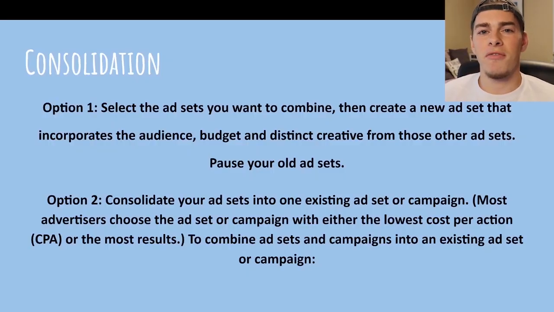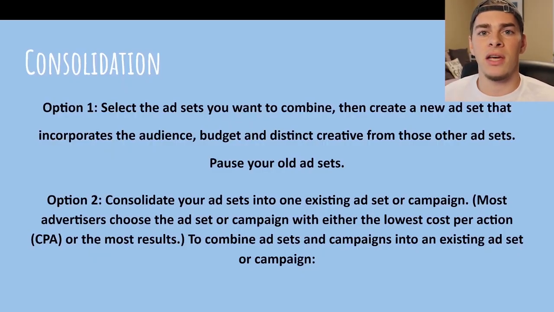So now to summarize what Facebook meant by consolidation, this is how they break it down and explain it. Option one, select the ad sets you want to combine, then create a new ad set that incorporates the audiences, budgets, and distinct creatives from other ad sets. And pause your old ad sets if those start to do well or not even. Now again, I talked about this already. This doesn't make much sense because we like to target single interest or very, very few interests and very few creatives as possible, right? Some people like to split test two or three, but generally you're not going to be testing five or ten creatives and five or ten interests and maybe five or ten different budgets, which you can't do at the ad set level.